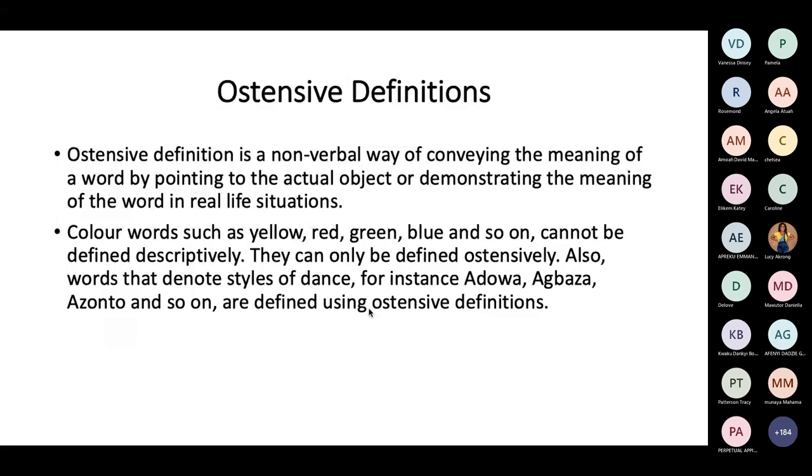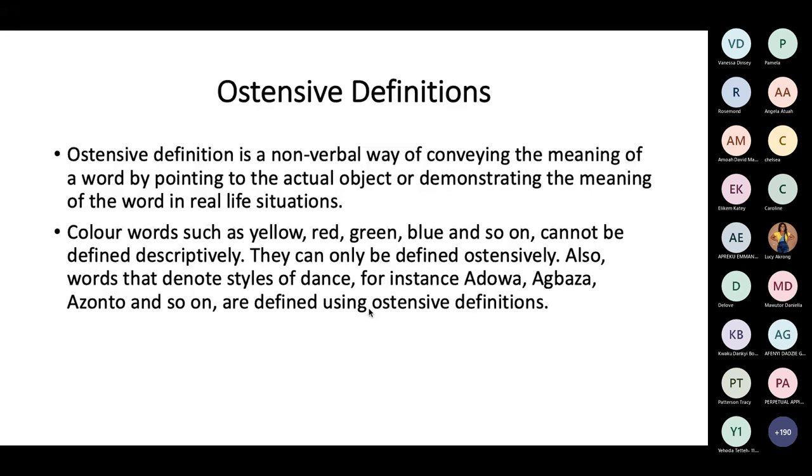We have ostensive definitions. An ostensive definition is a non-verbal way of conveying the meaning of a word by pointing to the actual object or demonstrating the meaning of the word in real life situations. So an ostensive definition is a non-verbal way of communicating the meaning of a word. Ostensive definitions are last resort definitions that can be used for those things you cannot define in a connotative way, that is, those things that do not have descriptive definitions. So an ostensive definition is showing the meaning of something by simply pointing to it.